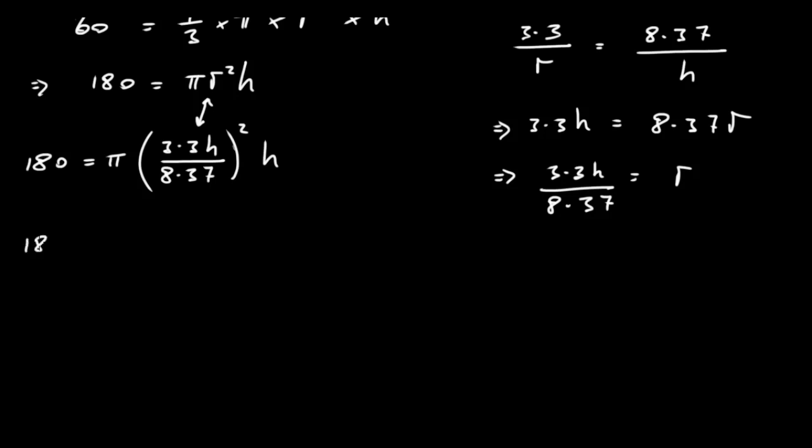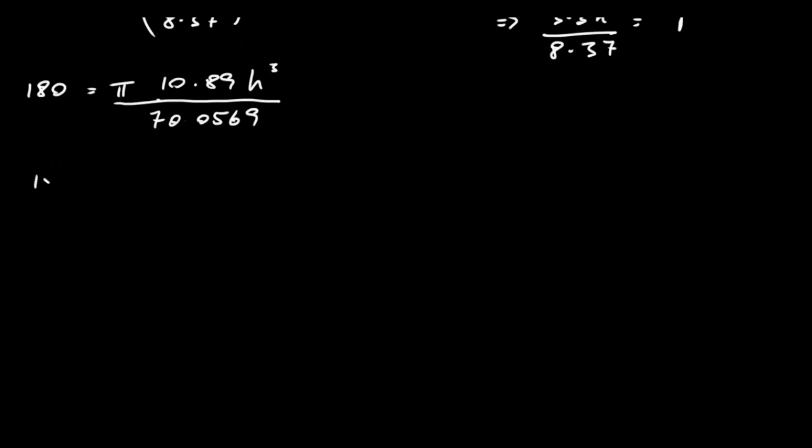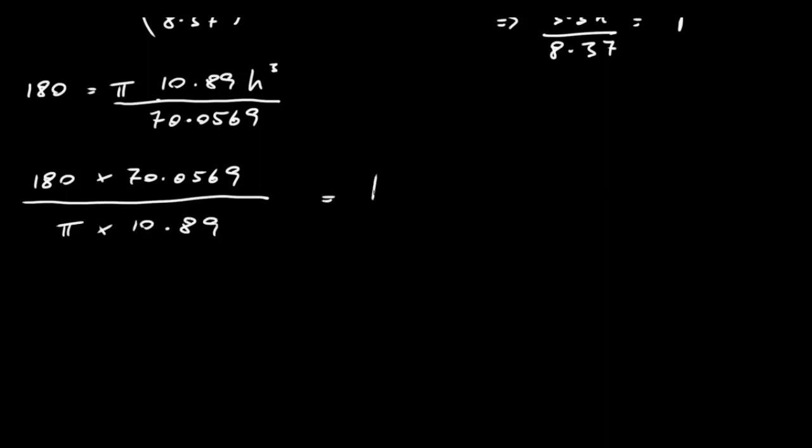Let's see, we have 180 on this side. We have pi. We can square our bracket here. So 3.3h squared is going to give me 10.89 h squared, multiplied by h will give me h cubed. And that's all divided by 8.37 squared, which is 70.0569. Okay, so let's isolate our h. What we get here is 180 multiplied by 70.0569, and then that's all divided by pi times 10.89, and that will be our h cubed.